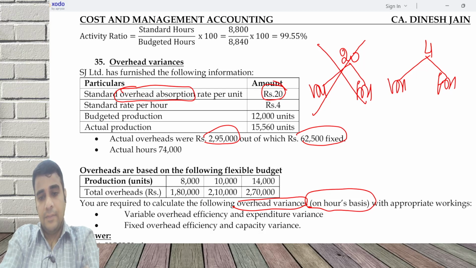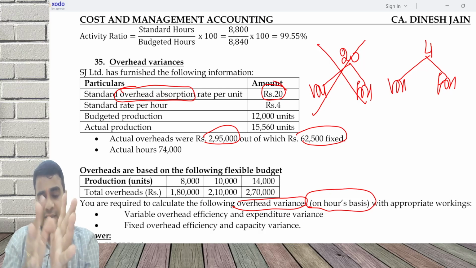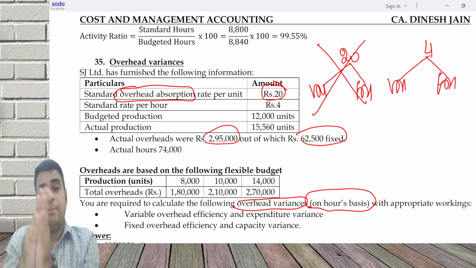Variable cost per unit. How will you calculate variable cost per unit if this data is given: 8,000, 10,000, 14,000 units, overhead cost 180, 210, 270? What is the formula? Change in total cost divided by change in units. Yes, I'll use that formula. The moment I use that formula, I'll get the variable cost per unit. So you will know the bifurcation of 20, which is not needed, but that will help me in bifurcating 4 also.